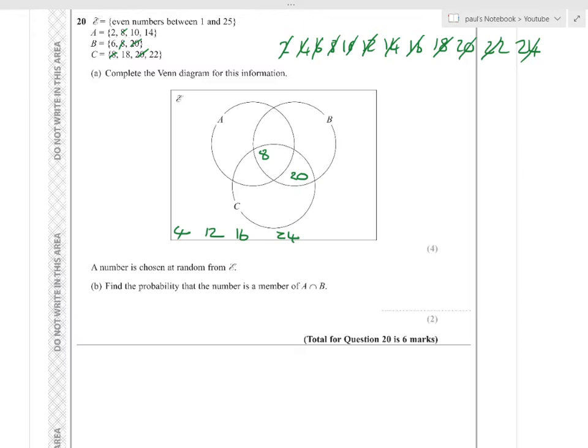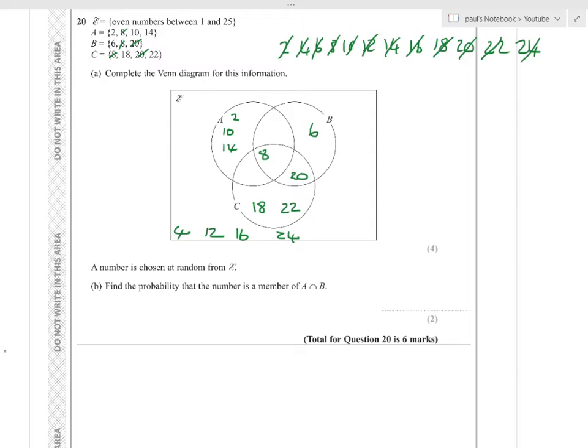So 2, 10 and 14 will be in A. 6 will be in B. 18 and 22 will be in C. Right, part of the probability that a member is A or B.